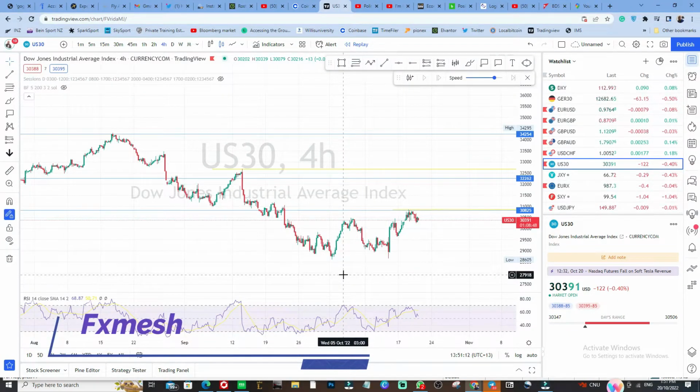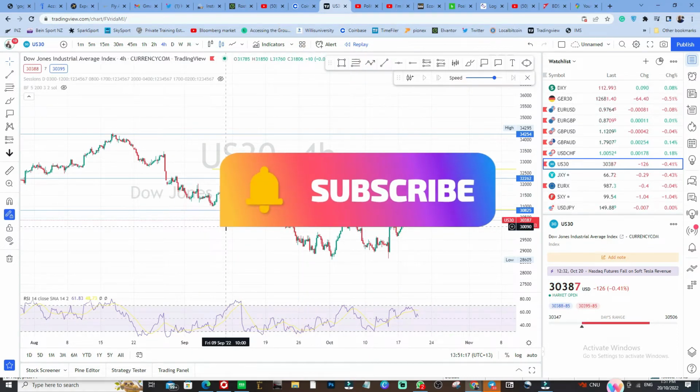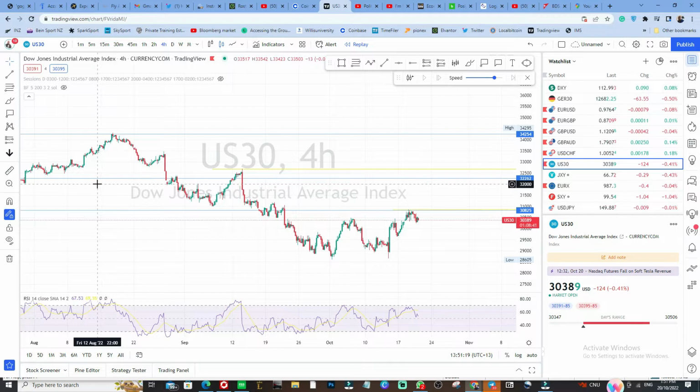I just want to explain the current situation of the US30, which is an index. It's also called the Dow Jones Industrial Average Index, and basically we know that the US dollar moves inversely proportional to the direction of US indexes like the US30, the German, the NAS 100.